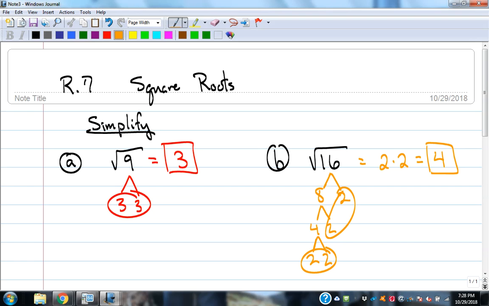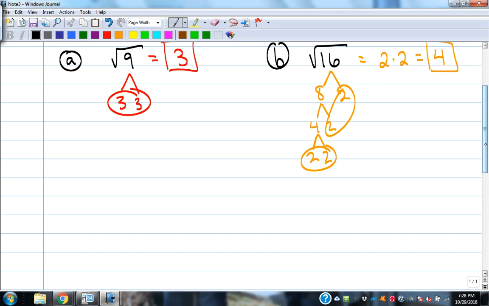All right, let's look at one that's a little different. That actually is simplifying a square root. So the square root of 18. The square root of 18 is not a pretty number.